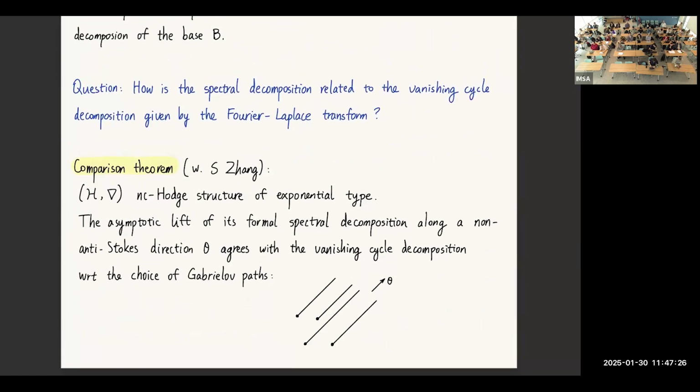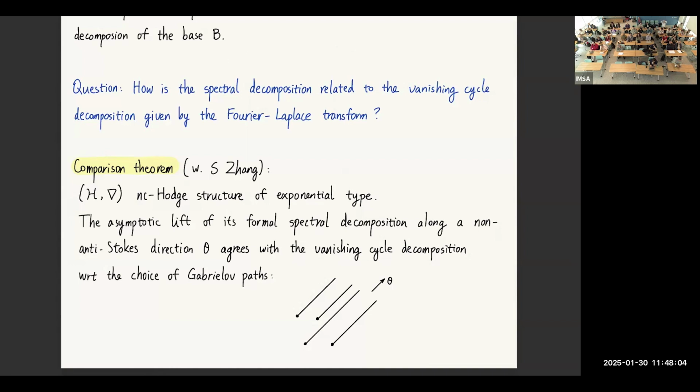And with my student Xiao, we showed, as a corollary of many other things we did, that it corresponds to some specific choice of Gabriel path. This decomposition given by Fourier-Laplace transforms depends on the choice of Gabriel path. So it was confusing, because the spectral decomposition just seems something very canonical.